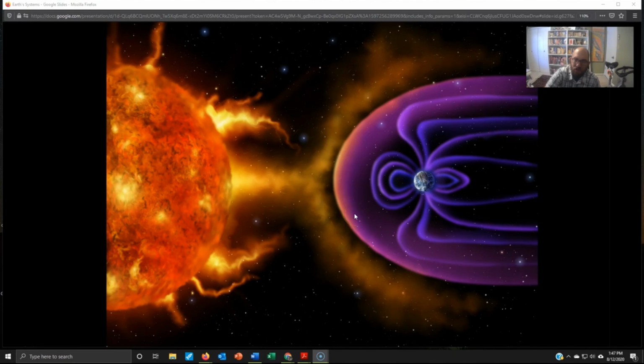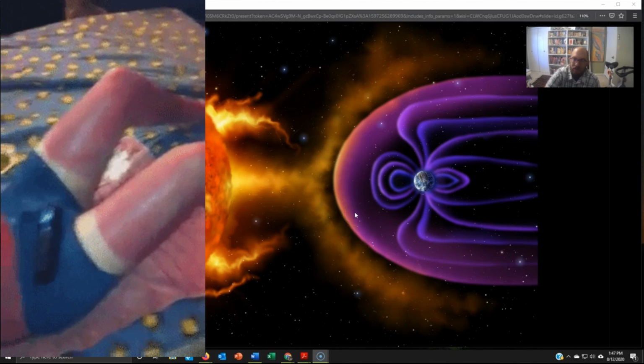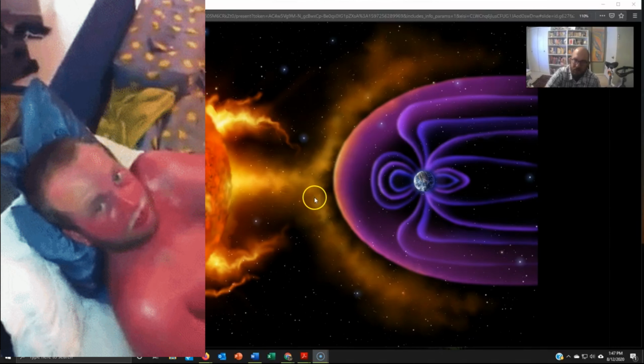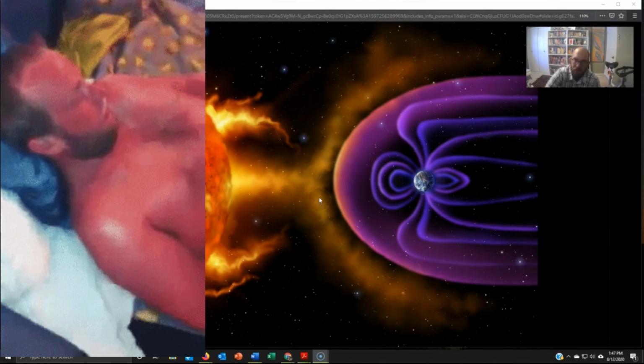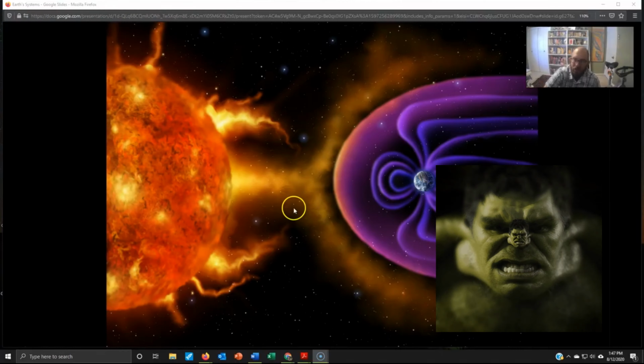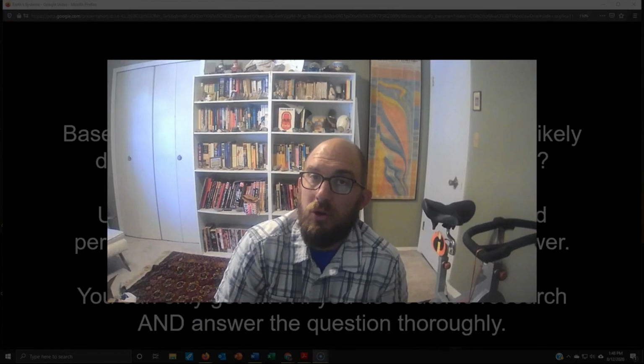It doesn't protect us from all of it. You can still get skin cancer. You can still get harmed by the sun. It doesn't protect us from some of that ultraviolet radiation, but it protects us from gamma radiation, which is super harmful.